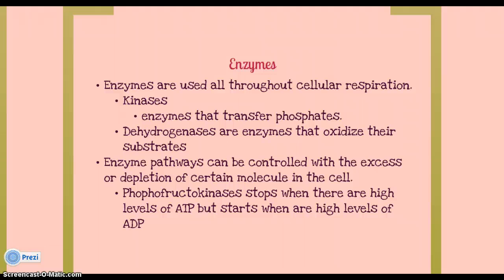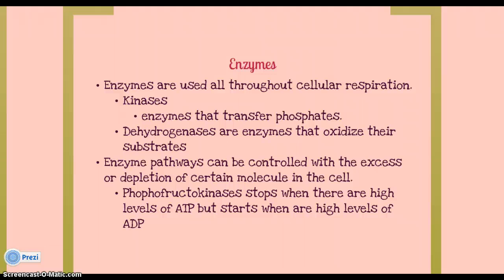Also, enzyme pathways can be controlled with excess or depletion of a certain molecule in the cell. Phosphofructokinase is one of the most highly regulated enzymes in the cell, and it stops when there are high levels of ATP, but then starts when there are high levels of ADP.